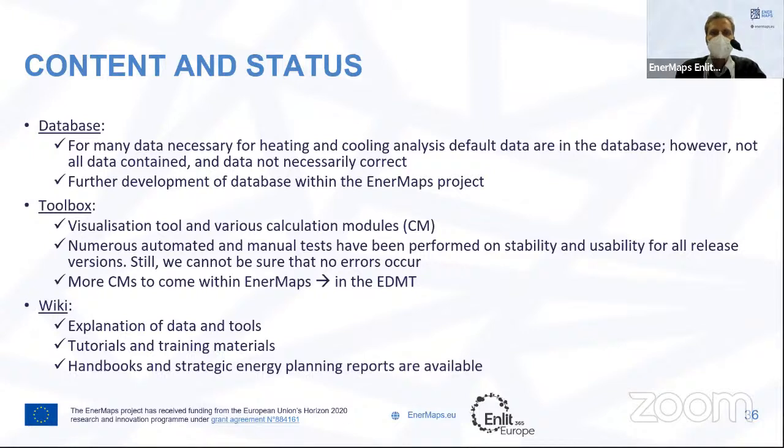The database consists of open source data that is needed for heating and cooling planning. Part of it is geographically explicit, part of it not. The part that is geographically explicit you can access via the toolbox. The toolbox then visualizes that data and also provides calculation modules with which you can analyze different solutions for heating and cooling supply and demand. And then we have the wiki. The wiki provides background information on the database, on the toolbox, and also guidelines on how to use it.